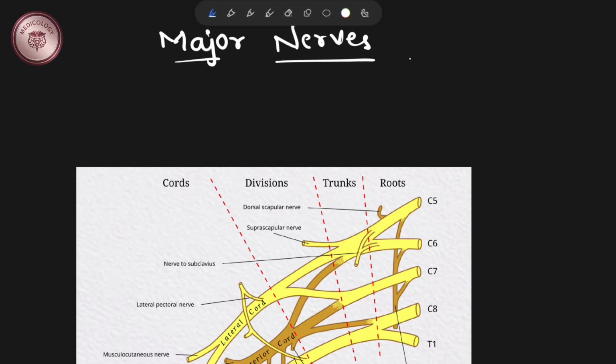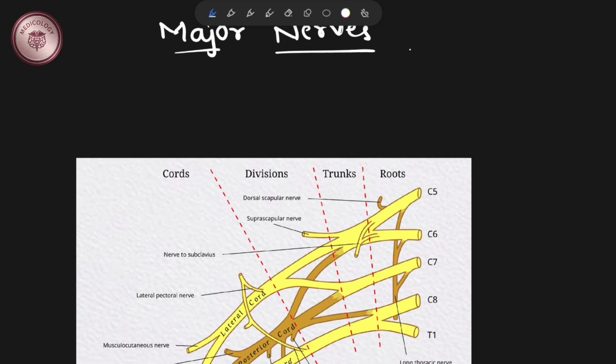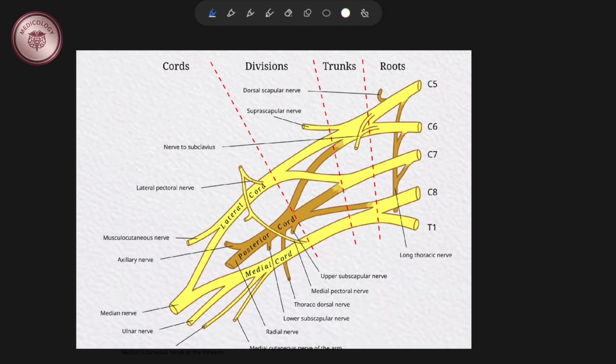Okay, our next topic is about major nerves. We have studied all the arm, forearm, and hand muscles. So how they are innervated, we'll learn that. They are innervated by major nerves. As you can see, we have studied the brachial plexus.